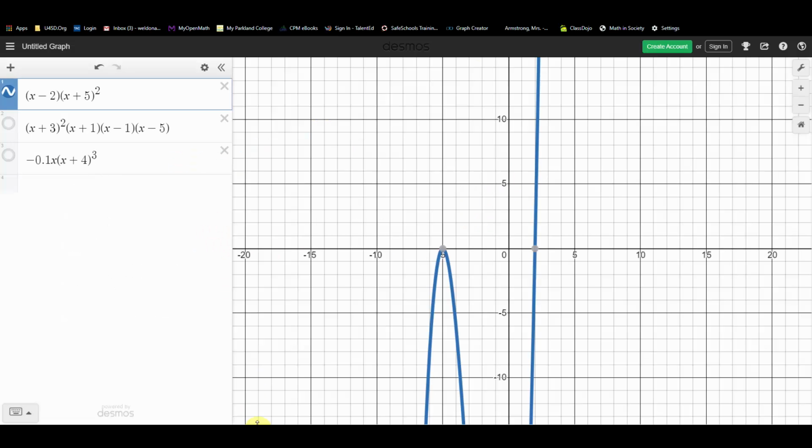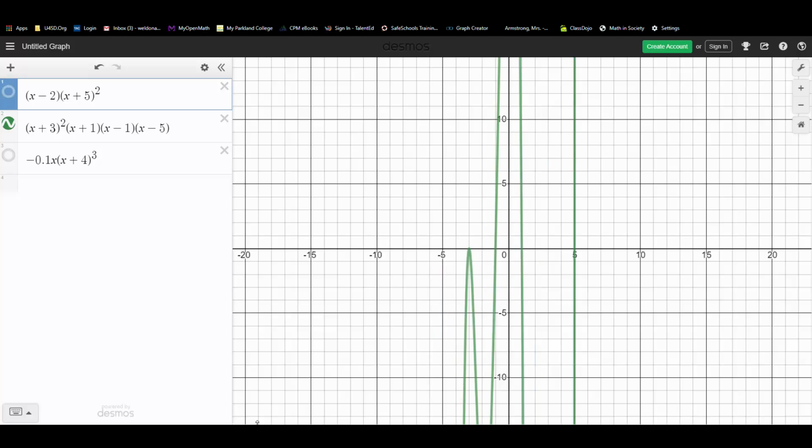So I'm going to go back to Desmos. I've already got the polynomial entered here. I'm going to turn off the first one and turn on the second one. Let me click on that, which makes it a little thicker and easier to see. We're trying to pay attention to the root at x equals -3, so that's this one right here, and I'll zoom in a little bit on it.